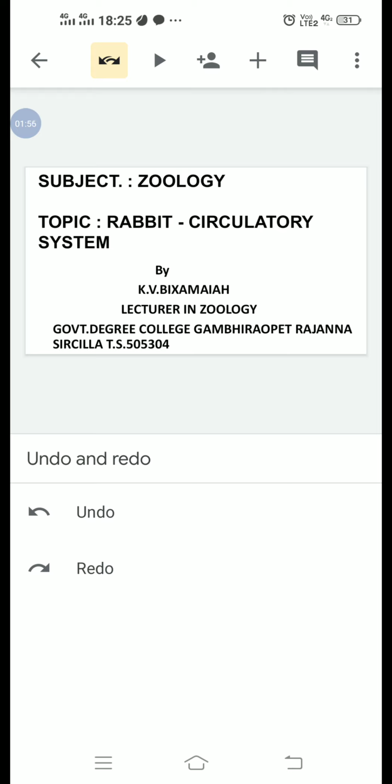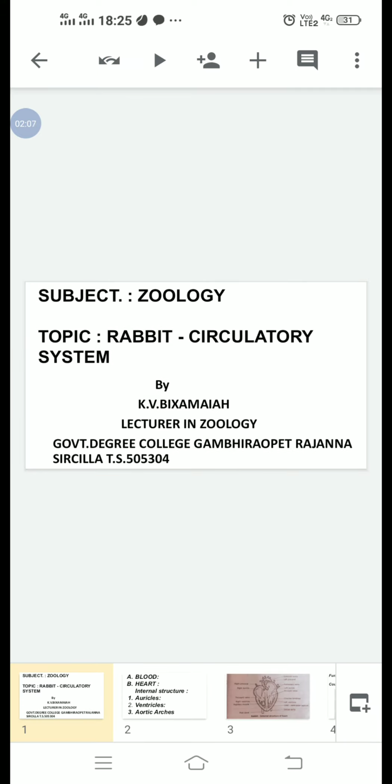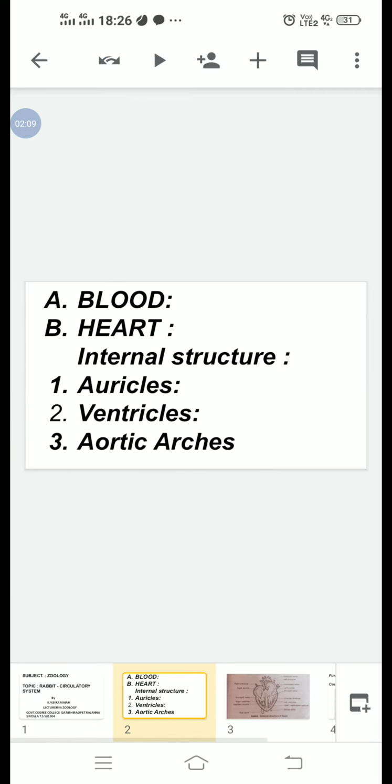The blood vascular system of rabbit is composed of blood, heart, and arterial system and venous system. First we discuss about blood.